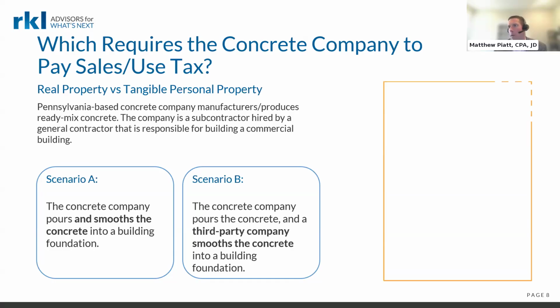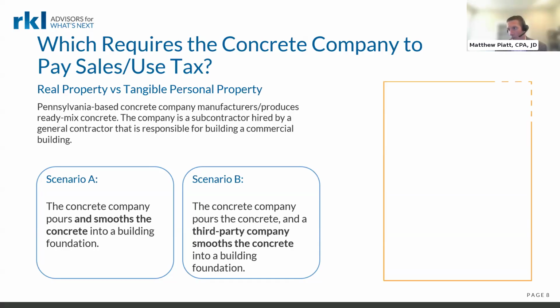In scenario A, the concrete company pours and smooths the concrete. And then in scenario B, which is, in my experience, much more common, the concrete company pours the concrete, but a third-party company is actually smoothing it into the building foundation. You see the language I highlighted there. This simple change in facts changes how this is treated from a sales tax perspective. In scenario A, the concrete company is under the real property umbrella, so they would be responsible for remitting sales or use tax on that. In scenario B, they're viewed as selling tangible personal property to the company that's smoothing it into the building foundation.